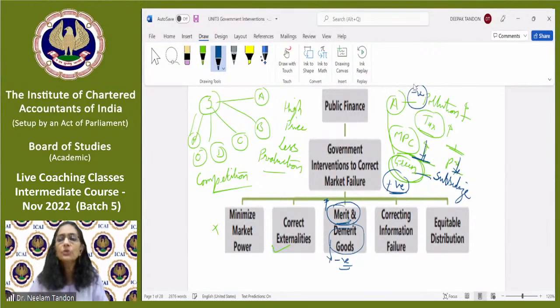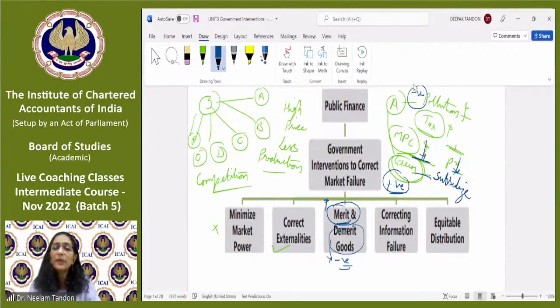Similarly, sanitation. In rural India, people do not have the facility to go to toilets and so on. Who wants to go for this? Private players don't want to go for it because the cost is huge and people are not having that kind of demand. So who will take care of this? Government has to take care. So merit and demerit goods. Government promotes merit good because merit good leads to welfare.